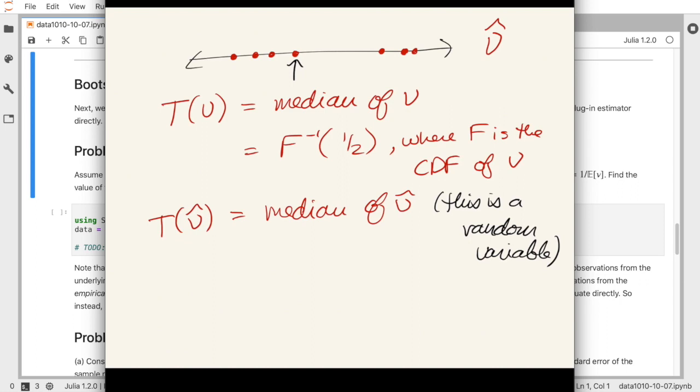And you might want to put a confidence interval around this random variable and say how much we expect it to be fluctuating on average. So that gives rise to a new statistical functional, which we'll call T2.